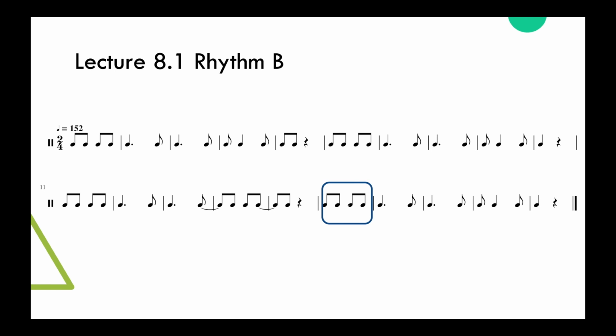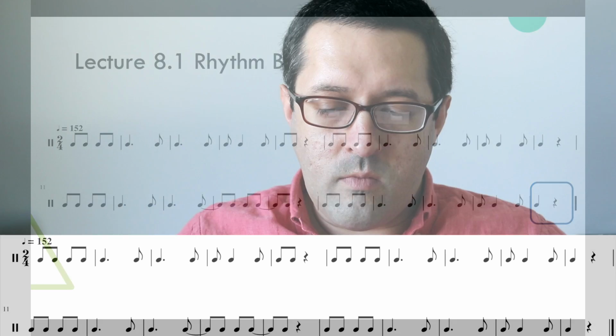2 eighth notes and 2 eighth notes. Dotted quarter note and an eighth note. Dotted quarter note and an eighth note. Syncopation. And a quarter rest. Alright, let's give this one a try. Here's 152.